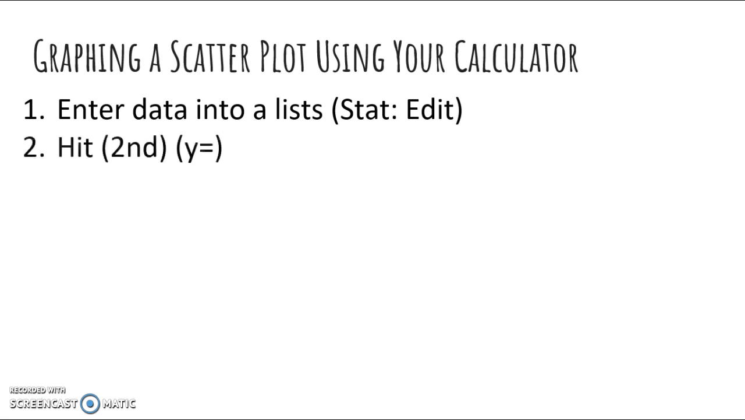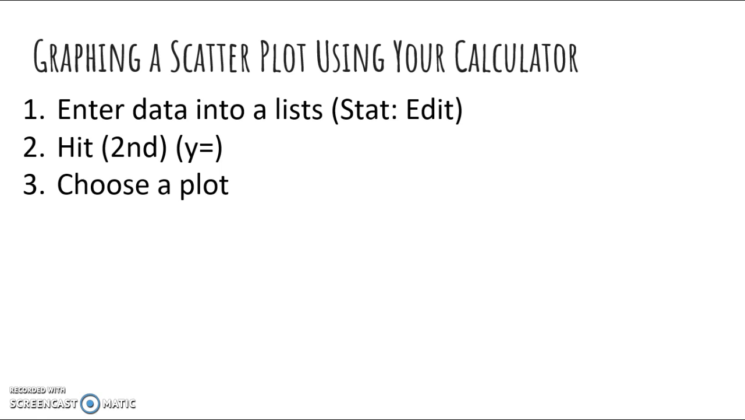Now, once you enter the data, to actually graph the scatter plot, you're going to hit second y equals. The second takes you to the secondary function of y equals. So if you look above the y equals button, you will see the word Stat Plot. So second y equals takes us to the stat plot function, and you will see plot 1, plot 2, plot 3. Choose one of those plots.